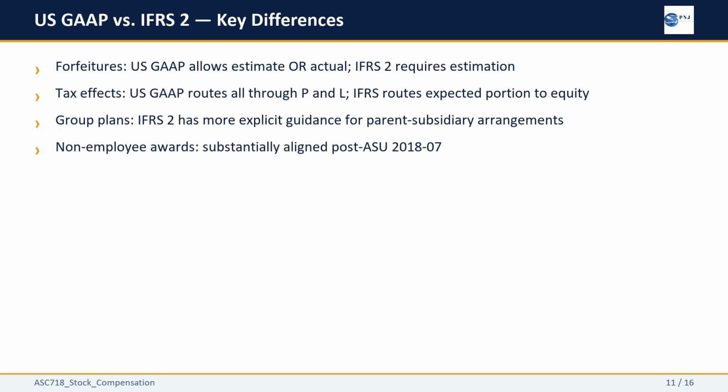US GAAP routes all excess tax benefits and shortfalls through income tax expense on the P&L, and IFRS 2 routes the tax benefit that corresponds to cumulative SBC expense through the income statement, with only the excess going to equity, a fundamentally different presentation. Third, group share-based plans get more explicit treatment under IFRS 2, which can matter for multinational entities.